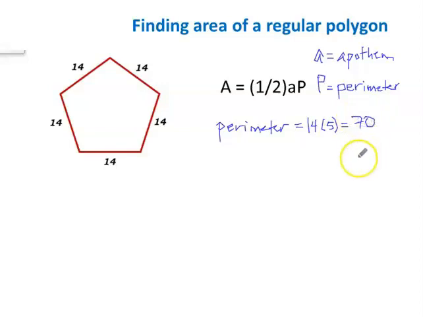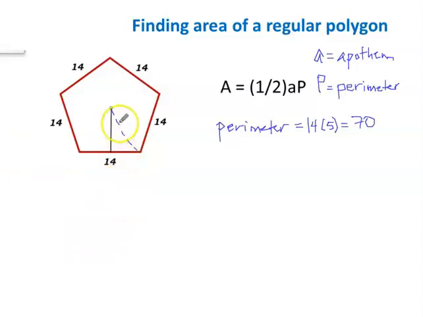Do we know what the apothem is? Remember, the apothem is going from the center of your regular polygon and straight down where you make a right angle with the base. That is the apothem. Do we have the apothem here? We do not. We need to figure out what the apothem is. So what we're going to do is create a right triangle and use what we've learned about right triangles to find the measure of the apothem.